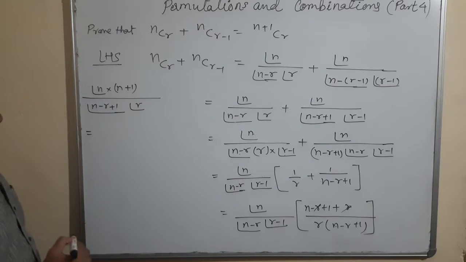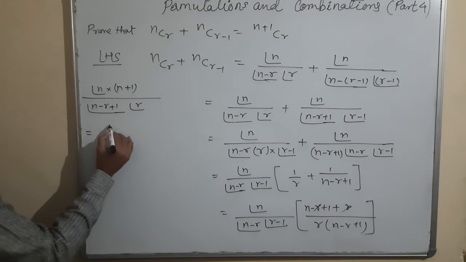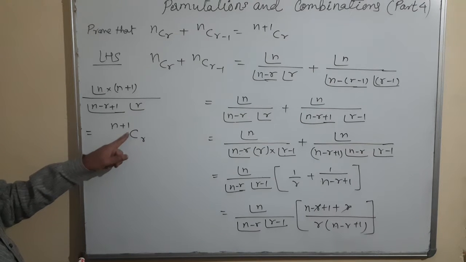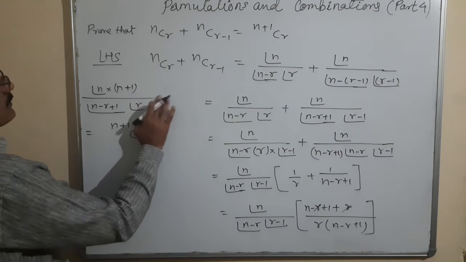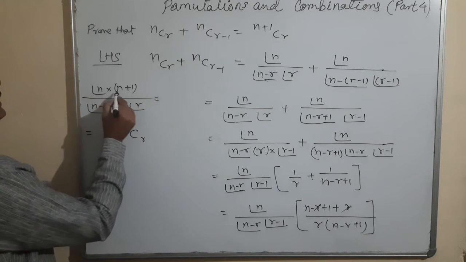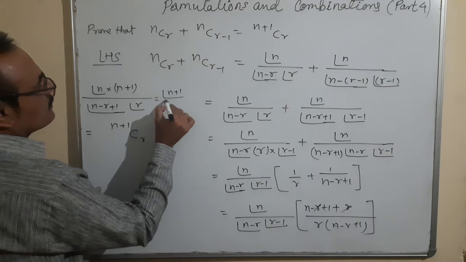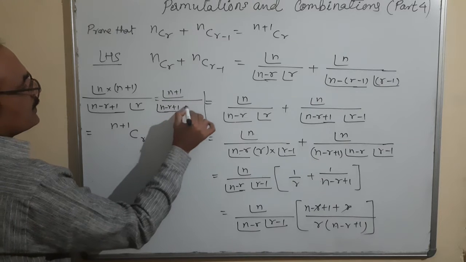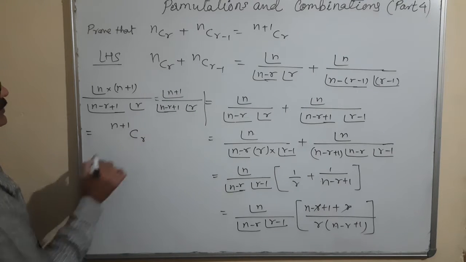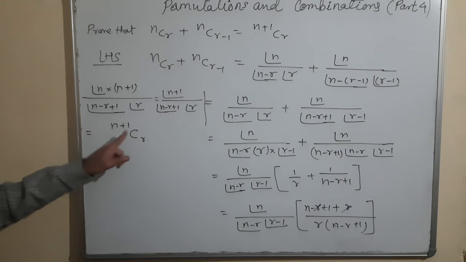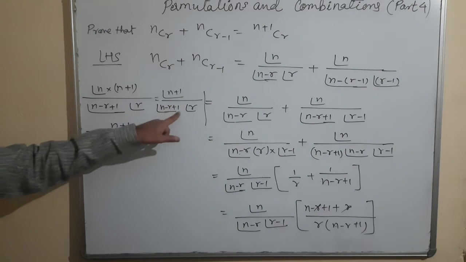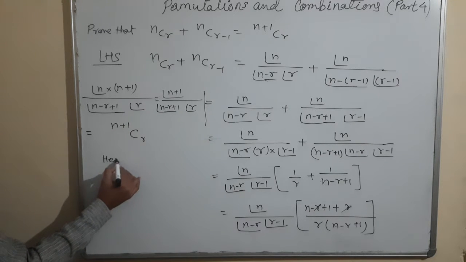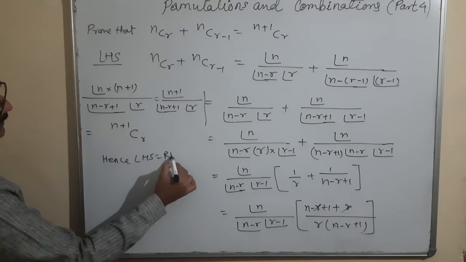And what is the expansion of which term? This is the expansion of n plus 1 C r. You can check. One more step I can write here: factorial n multiplied by n plus 1, factorial n plus 1 upon factorial n minus r plus 1 and factorial r. So n plus 1 factorial r. Okay, this can be expressed in the form of n plus 1 minus r factorial r. So therefore, hence LHS is equal to RHS.